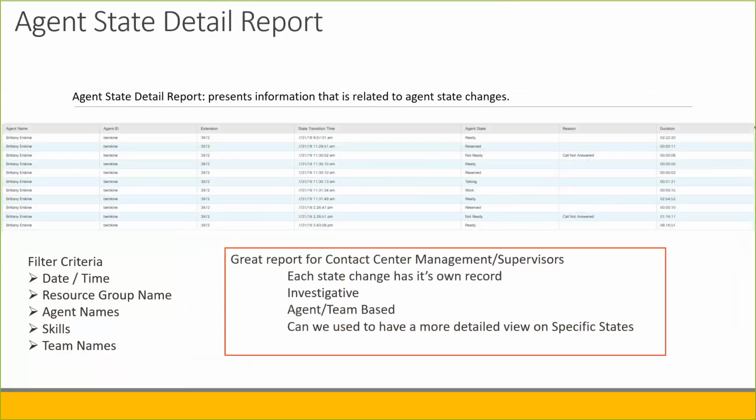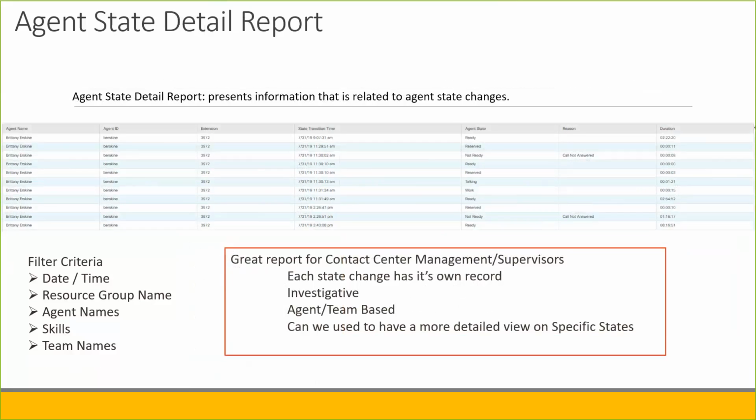Another report here, again, it's another detail level report. This is the agent state detail report. We have an agent state summary report that we talked about. This is going to give us the data at a detail level.